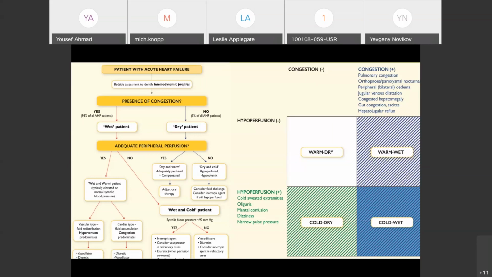Cold and dry, if it's legitimate cold and dry, you might be able to give them a small bolus of fluids and see how they compensate. If they get better, great. But if they don't, those patients are probably going to be discharged with some kind of inotrope, or going to get worked up for an LVAD or need a transplant, need something. So again, that's how I would divide it.